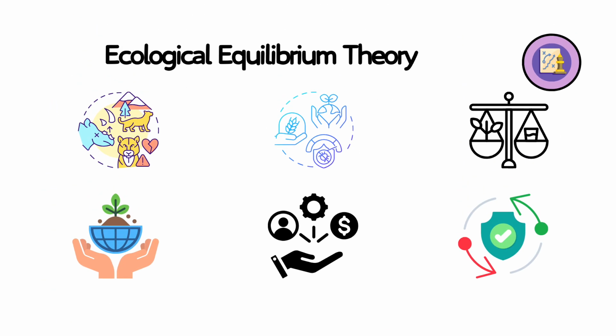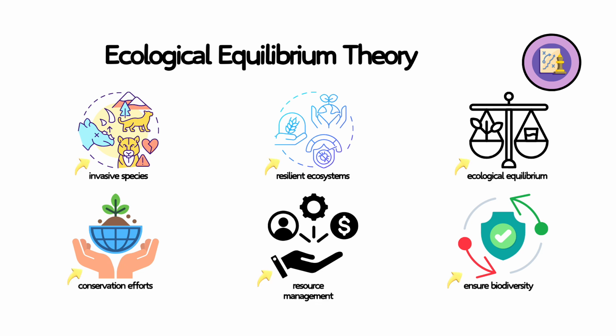Disturbances such as natural disasters, human interventions, or invasive species can push ecosystems out of equilibrium. However, resilient ecosystems can recover, returning to a state where different species coexist sustainably. Understanding ecological equilibrium is crucial for conservation efforts and resource management. It helps in predicting how ecosystems respond to changes, guiding actions to restore damaged ecosystems, and managing them sustainably to ensure biodiversity and the services they provide to humanity and the planet.